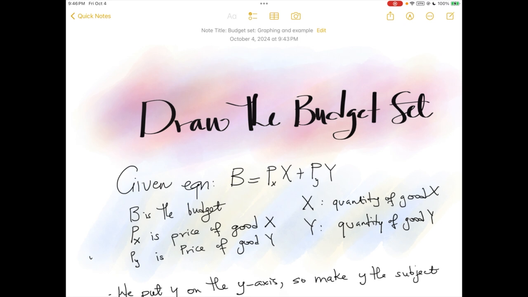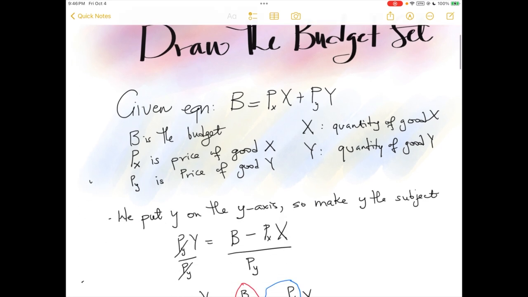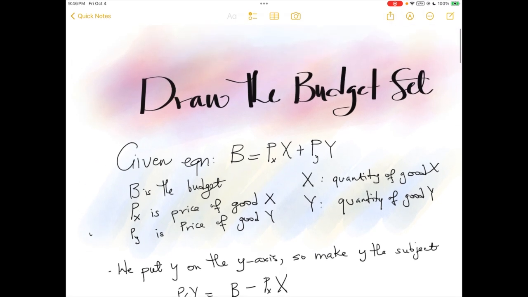Now the price of good X is P with a subscript X, and the price of good Y is P with a subscript Y. And X, of course, is the quantity of good X. Y is the quantity of good Y. Now, we're trying to draw the budget set, right? So how do we do this when we are given that equation?